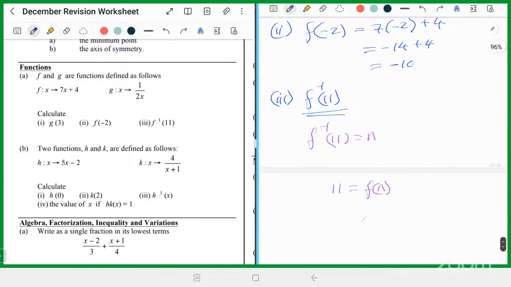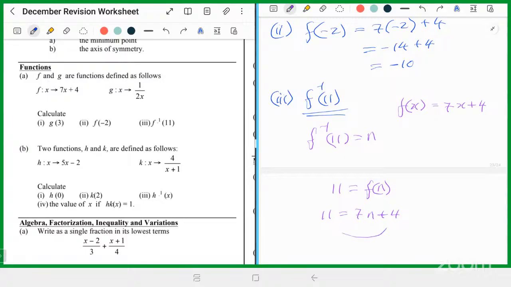So what will be f of n? Remember, f of x is 7x plus 4. So f of n means that we plug the n right here. It means that 11 will be equal to 7n plus 4. And you're transposing for this value. Any method you're using, you're going to have to transpose to make the value in that position the subject.